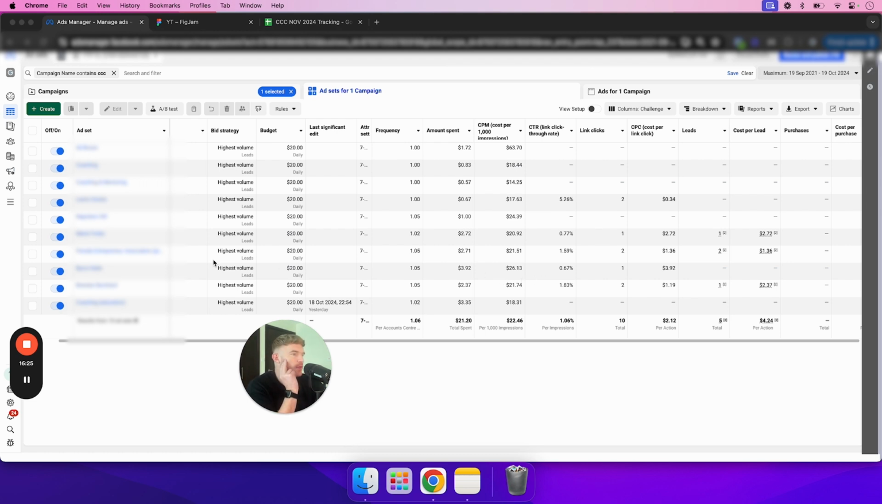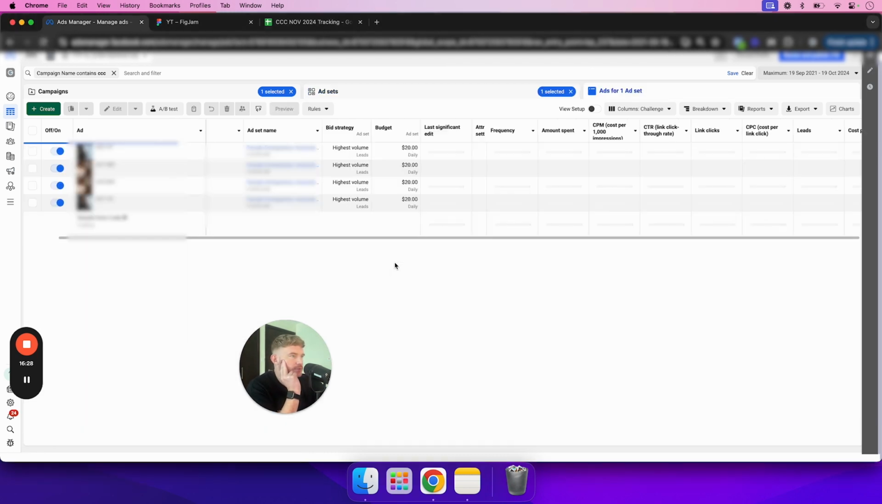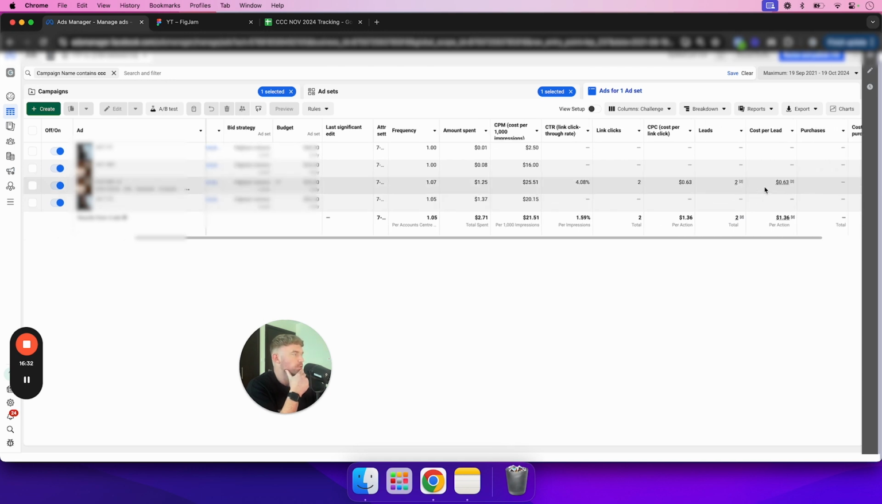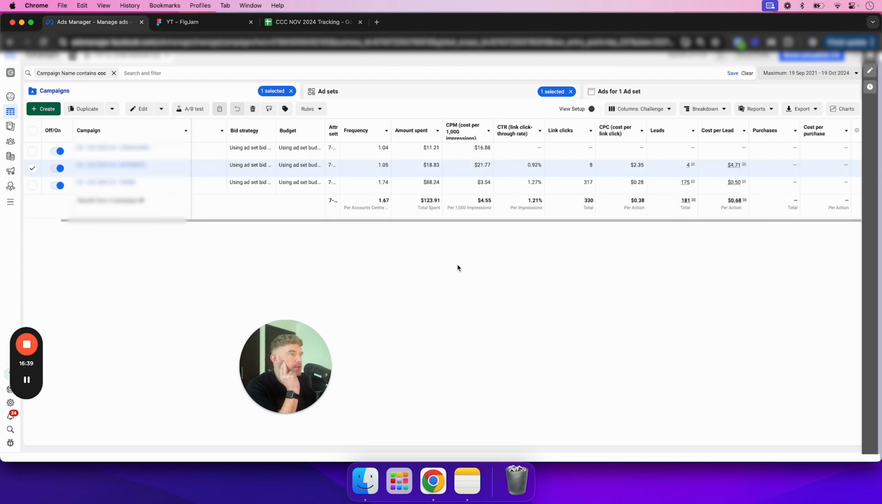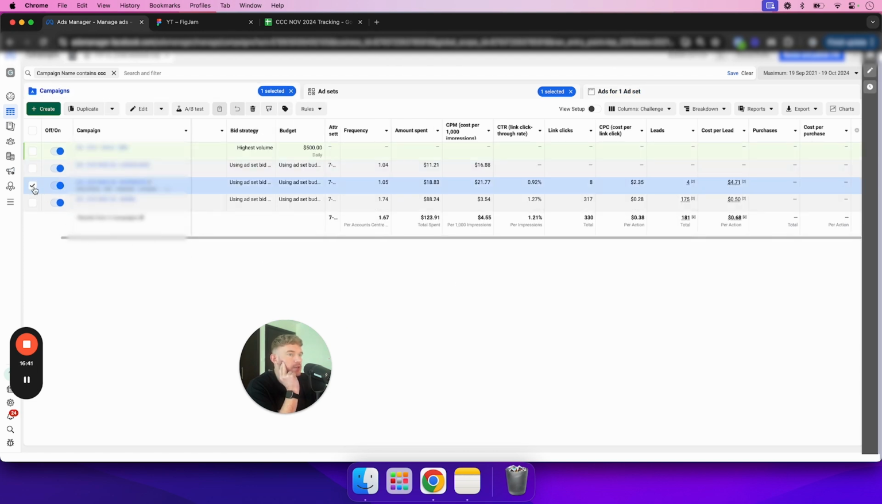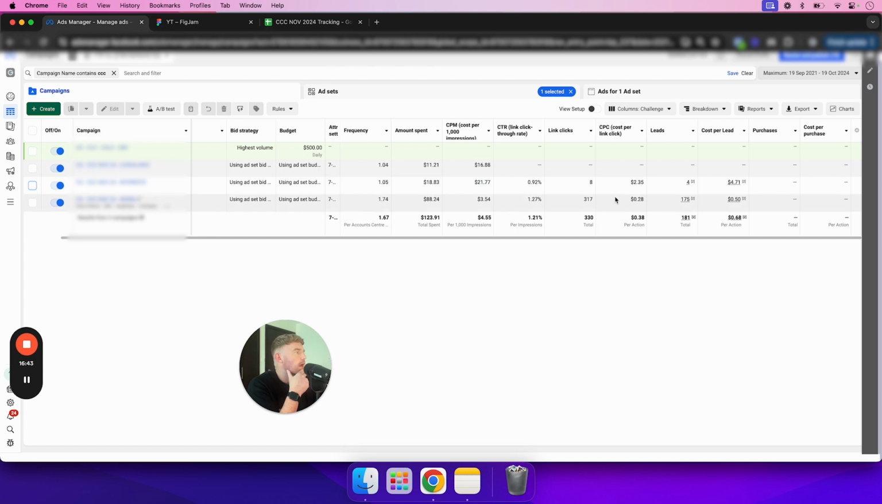So if we look at this one, for example, you can see this one's working pretty well, right? We've got 63 cents per lead, which is a good start considering it's a cold campaign to a US audience. And then the next one up is similar, but it's lookalikes.